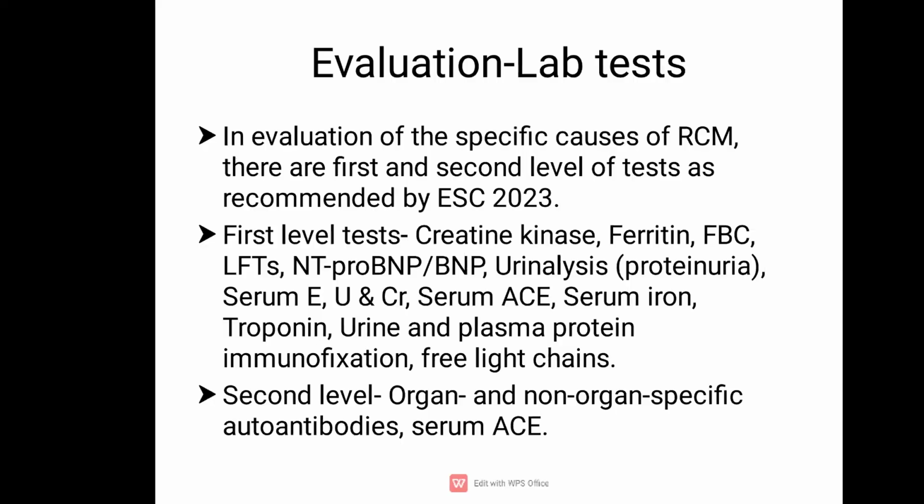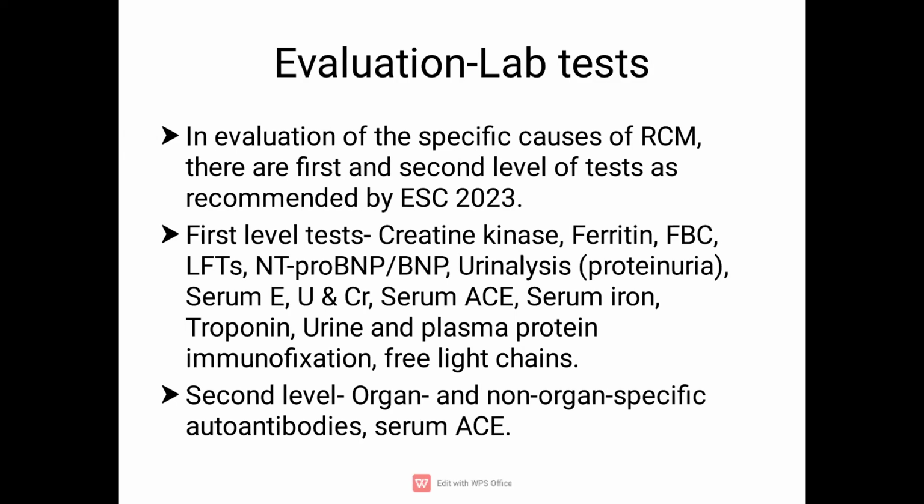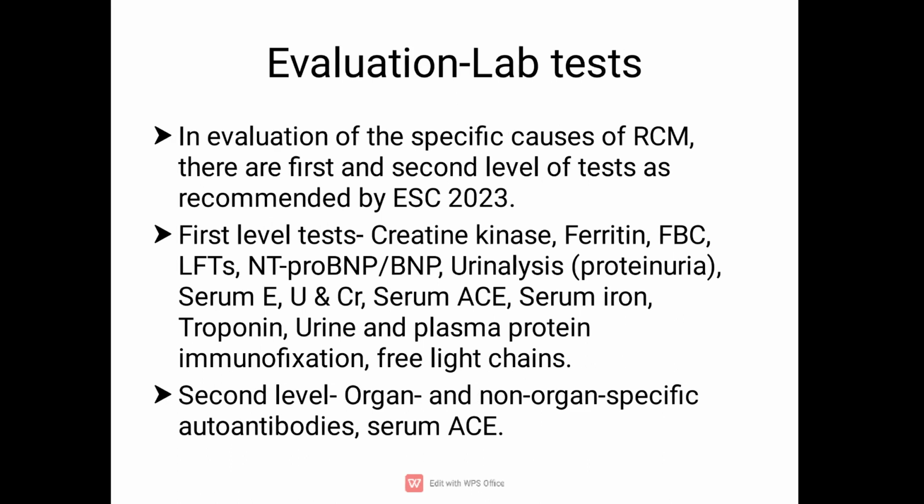Now, some lab tests are also very beneficial, especially when looking at the ESC guideline for 2023. They categorize the lab tests into two levels: the first level and the second level. The first level tests include creatine kinase, ferritin, full blood count, LFTs, NT-proBNP, urinalysis, serum ACE, troponin, and so on. And then the second level covers the organ and non-organ specific autoantibodies. Then you have the serum angiotensin converting enzyme as also part of the second level.